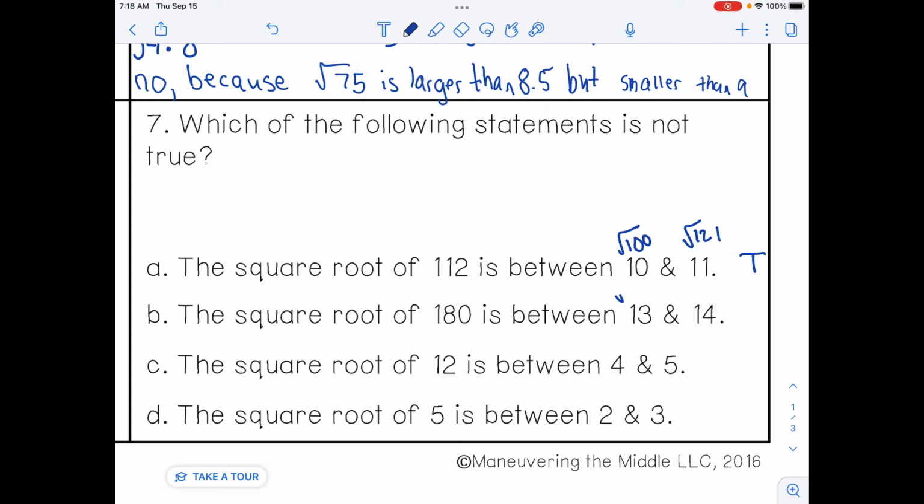The square root of 13 was 169, and the square root of 14 was 196. Does 180 fall in the middle? Yes, it does. So this is true.